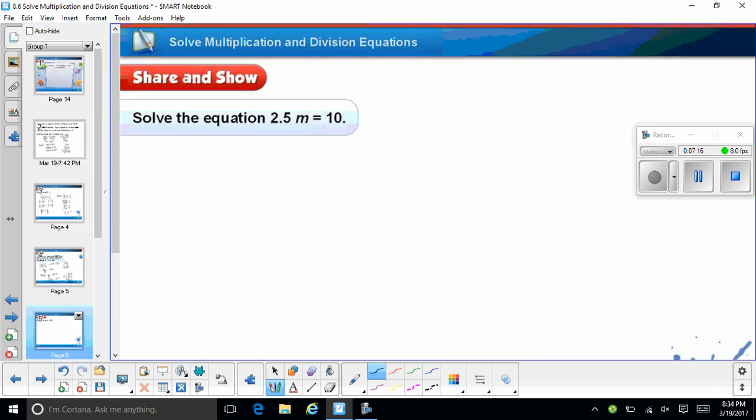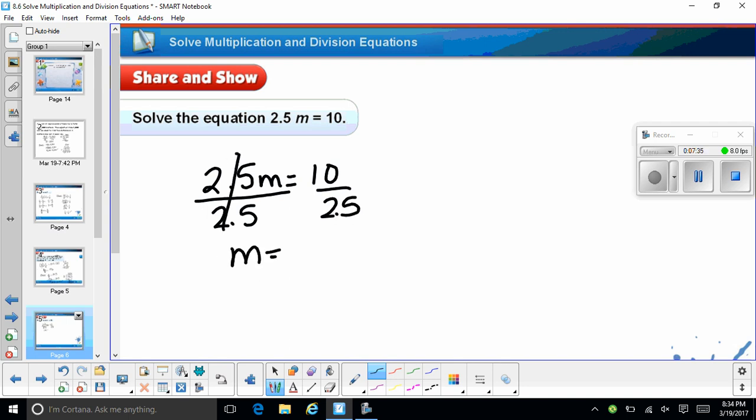Okay, last problem. Let's see if we can do this on our own. 2.5 times n equals 10. Again, I want to use inverse property, so the opposite of multiplication is division. These get crossed out, so n ends by itself, and 10 divided by 2.5. Move my decimal over once. 25 can go into 100 4 times, and so n equals 4.